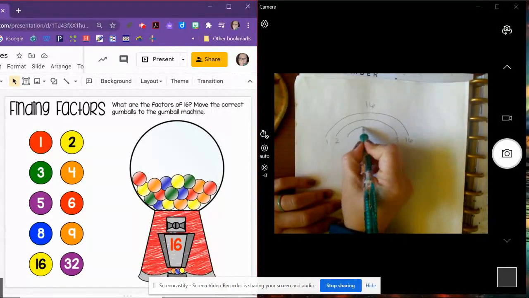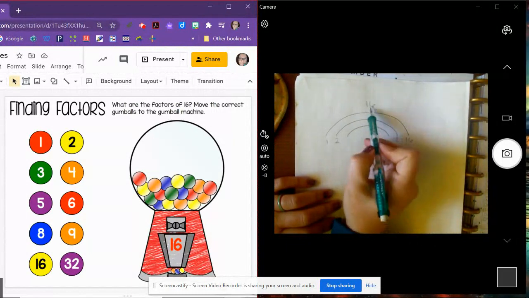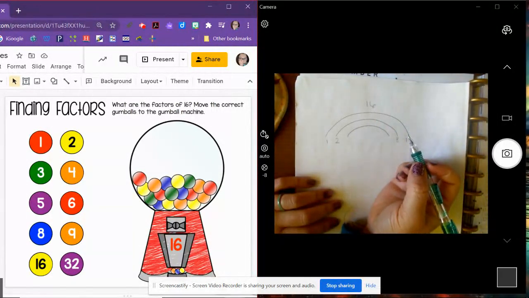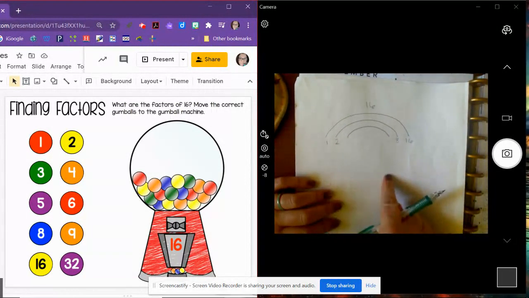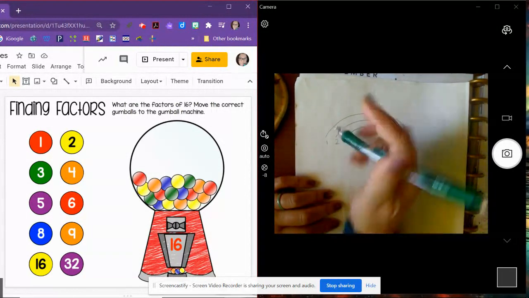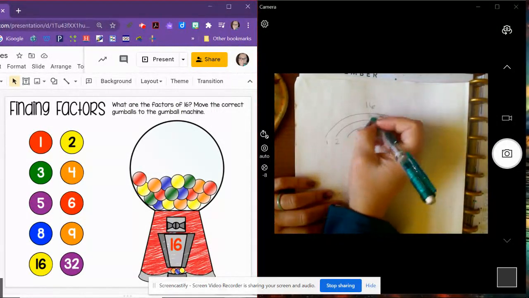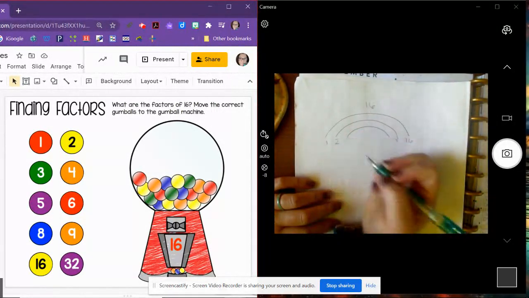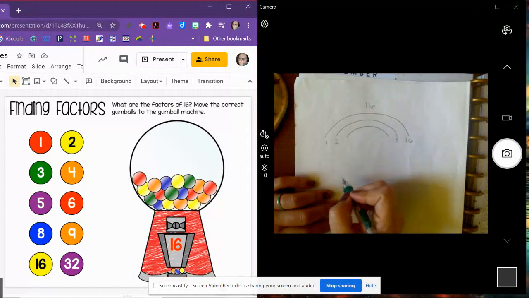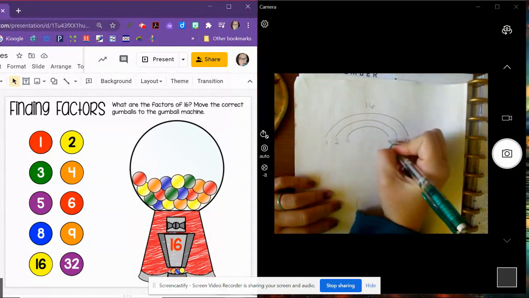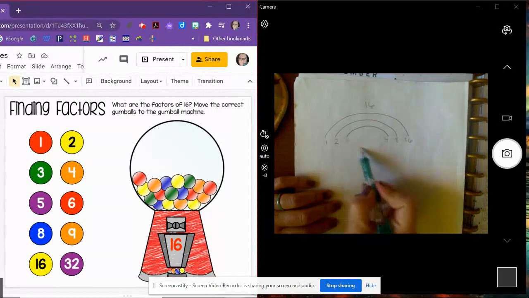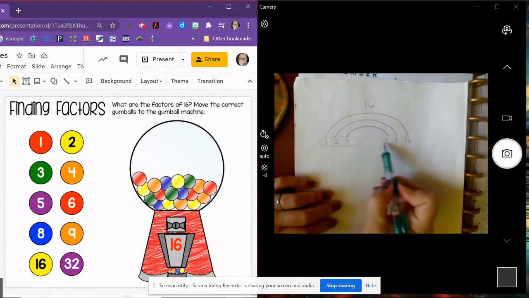Then I'm going to draw my next arc. I'm going to decide, is 3 a factor? I'm going to go to my multiplication chart, go to the 3 along the left side, then go over and see, is there a 16? So I discover, no, 3 is not. So then I'm going to try 4. I go to 4, go across, and find the 16. And I find, yes, 4 is a factor of 16. It actually is 4 times 4. Once a number repeats itself, your factor rainbow is closed.